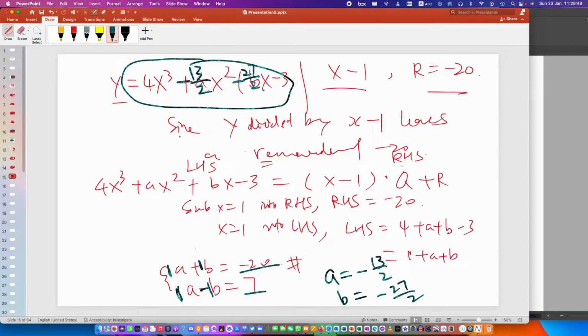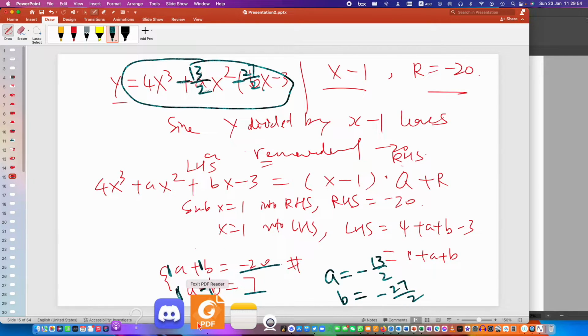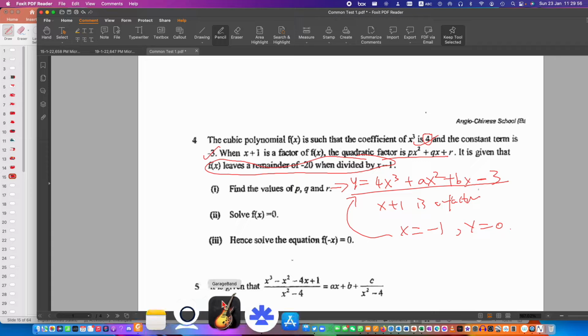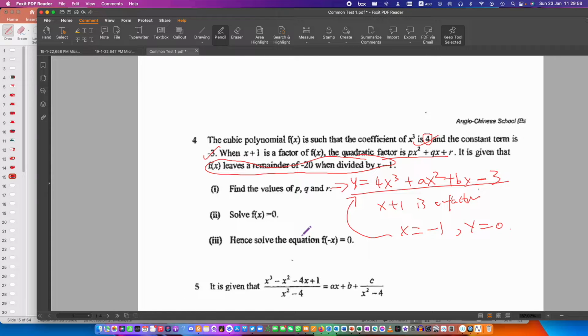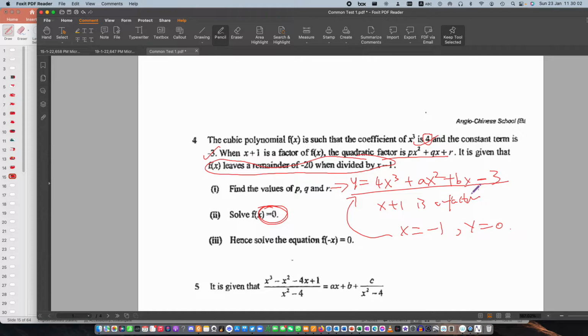Actually, what I would do is change the decimal place. Then I think you can solve. Then you equate the equation, hence solve this. So this finds the value of P, Q, R. So the quadratic factor is this.